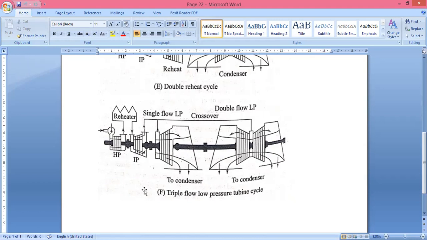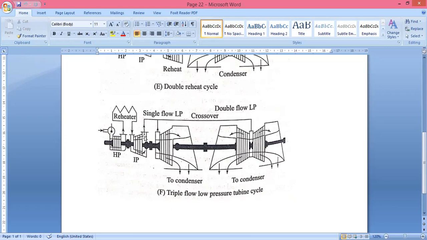Flow depends on the number of flows. Here we are getting a single flow from the high pressure turbine itself. The high pressure turbine, after converting some of the work, goes to the reheater and again flows to the intermediate pressure turbine. Here one flow and then again a single flow to the second intermediate pressure turbine. Part of it goes to the second intermediate pressure turbine, and another part goes to the final low pressure turbine, from where it goes to the condenser itself.